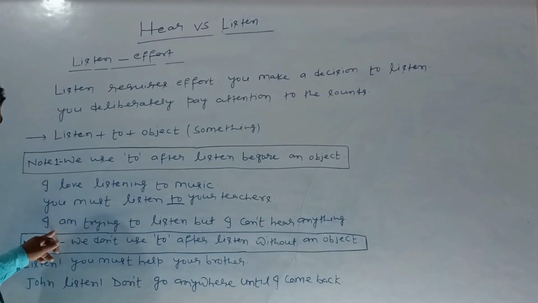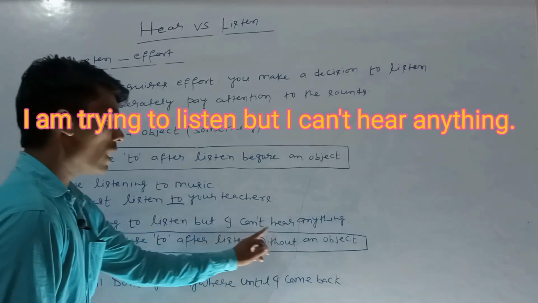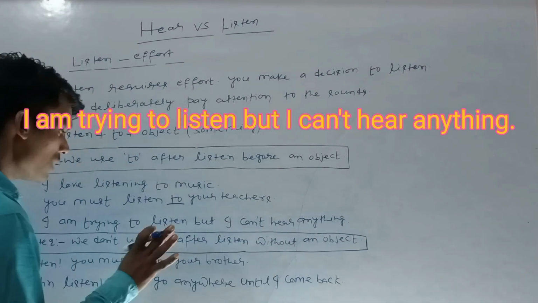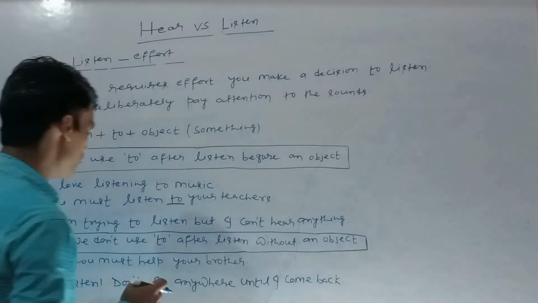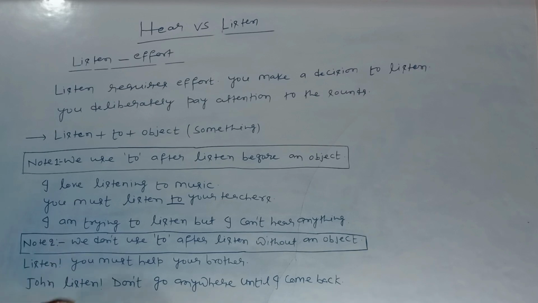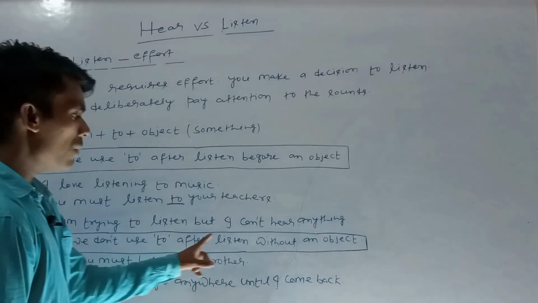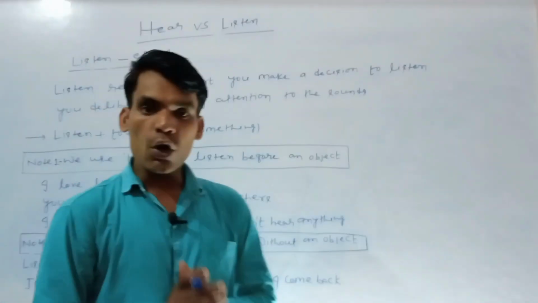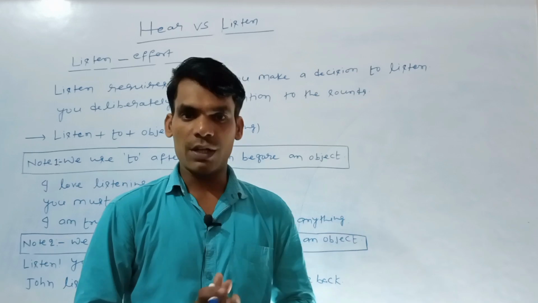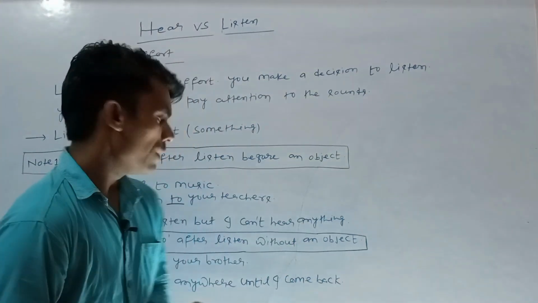Similarly, third example is I am trying to listen, but I can't hear anything. I'm trying to listen, but I can't hear anything. In note 2, I have written, friends, you can see we don't use to after listen without an object. Means whenever there is no object in any sentence, we do not use to after listen.